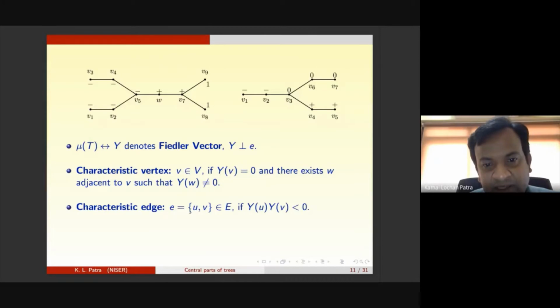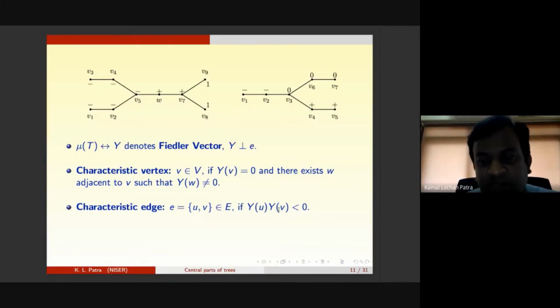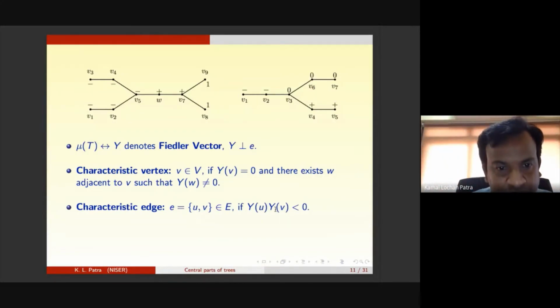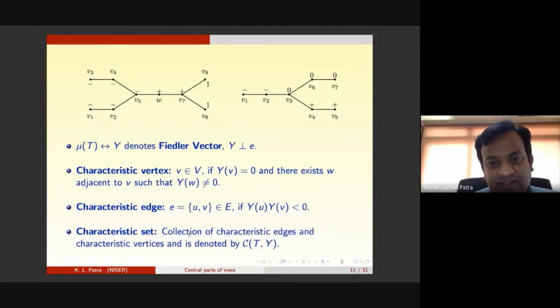An edge e equal to UV is called a characteristic edge if Y(U) times Y(V) is strictly less than 0. That means one part is negative and one part is positive. The characteristic set is the collection of all characteristic vertices and characteristic edges associated with that Y. So you take a tree and Y a Fiedler vector, then we define C(T, Y) as the collection of all characteristic edges and characteristic vertices, and we call it the characteristic set.